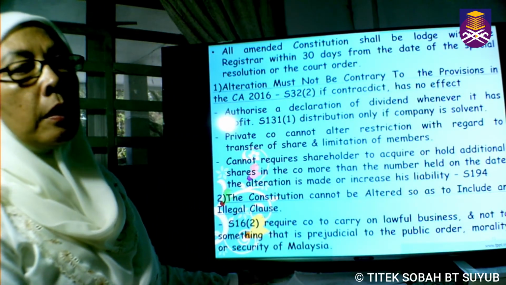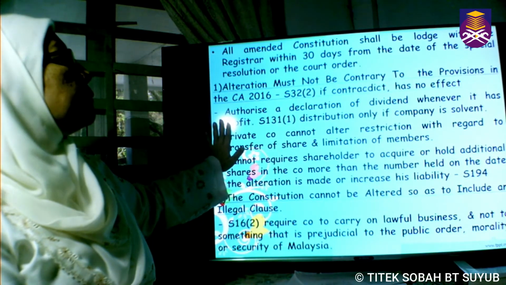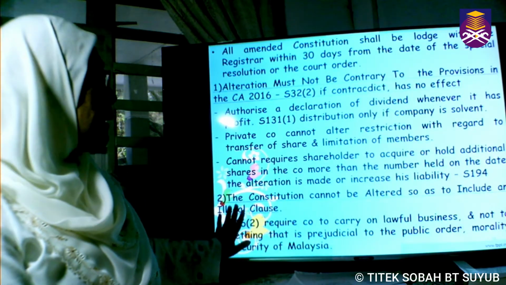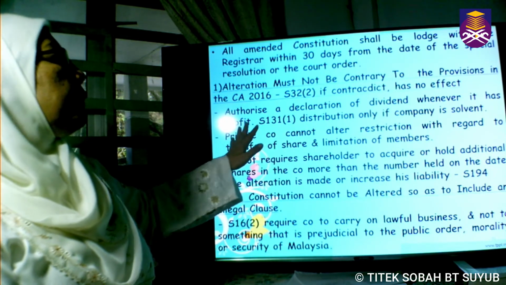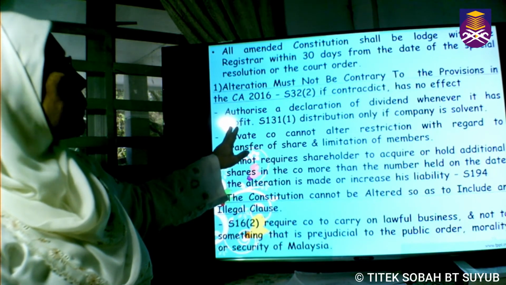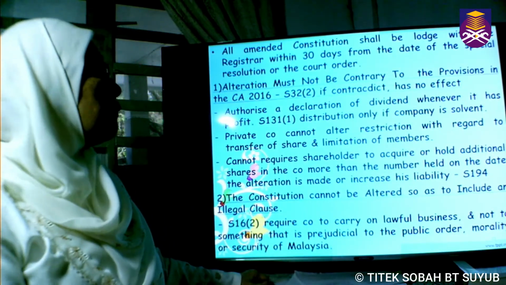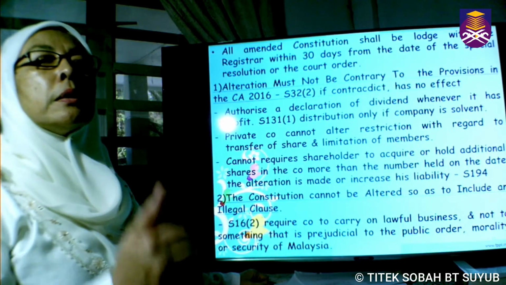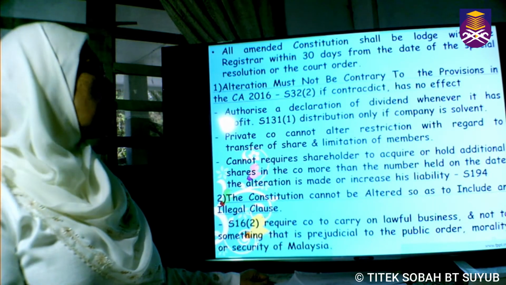Okay. So this alteration, number one, cannot be contrary to the provision of the Companies Act. If it contradicts the provision of the Companies Act, then it will not be valid. When is it said to be a contradiction? Ini contoh example. Authorize the declaration of dividend whenever it has profit. Distributions. So meaning, if let's say the company wants to declare dividend, it must declare only if there is profit, only when the company is solvent. Kalau company tu tak ada untung, tak mampu bayar dan nak bankrupt, tak boleh bagi dividend. Cannot also provide that in the constitution.